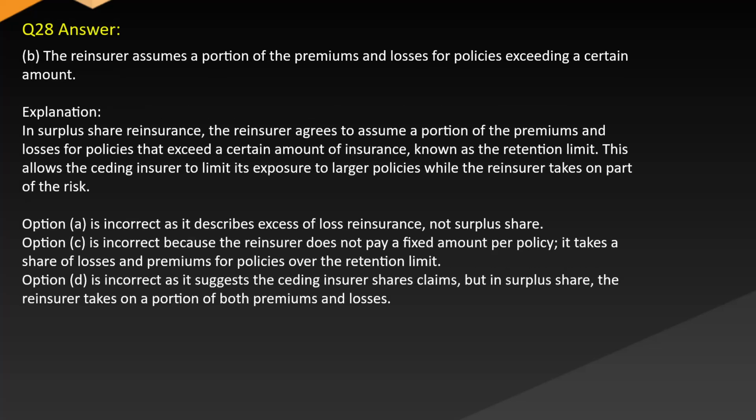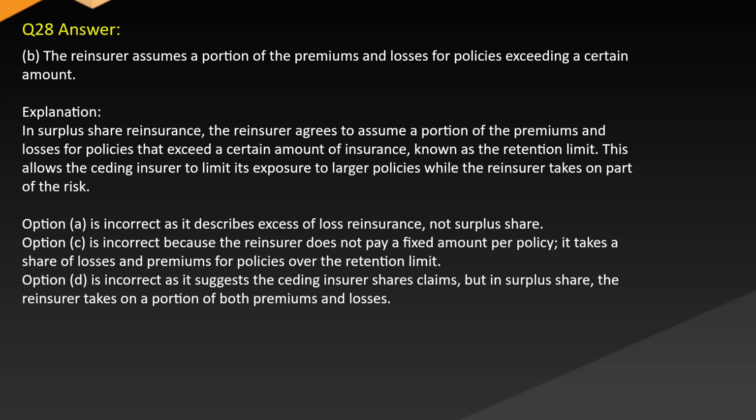Answer: B. The reinsurer assumes a portion of the premiums and losses for policies exceeding a certain amount. Explanation: In surplus share reinsurance, the reinsurer agrees to assume a portion of the premiums and losses for policies that exceed a certain amount of insurance, known as the retention limit. This allows the ceding insurer to limit its exposure to larger policies while the reinsurer takes on part of the risk. Option A is incorrect as it describes excess loss reinsurance, not surplus share.